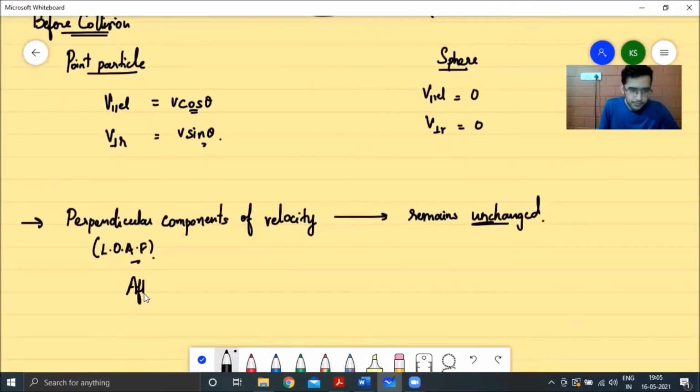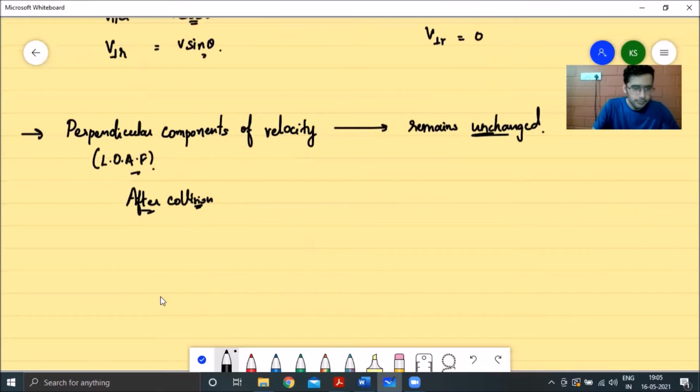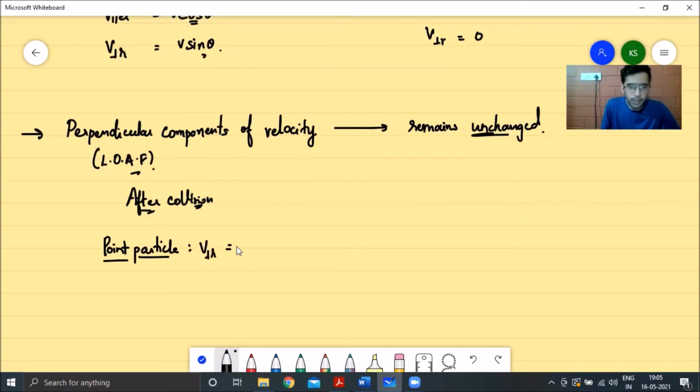After collision, for the point particle, V perpendicular will remain the same as it was before collision. So V perpendicular will be equal to V sine theta itself.